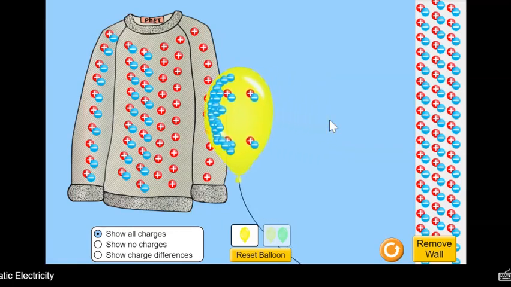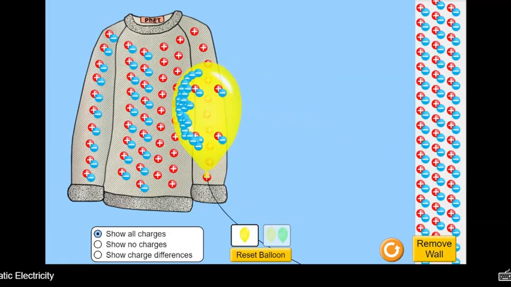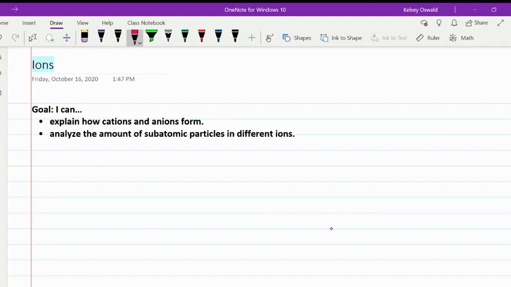We can see then when I let go of this balloon, it's going to be attracted to that sputter because our balloon's negative and our sputter's positive, and we know opposite charges attract. What we saw in that simulation.